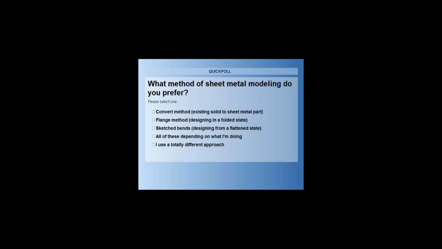But the answers are the convert method. So this is what I consider to be, you have an existing solid to a sheet metal part. And then the flange method. So you're basically designing in a folded state. You're creating your flanges from maybe a bent sketch or an already designed sketch. And then the sketch bends, which, you're designing from a flattened state. You're adding sketch bends. And then, of course, the other two options are, all of these depending on what kind of design I'm creating, or maybe you use something totally different that I either don't know about or just don't have listed here.